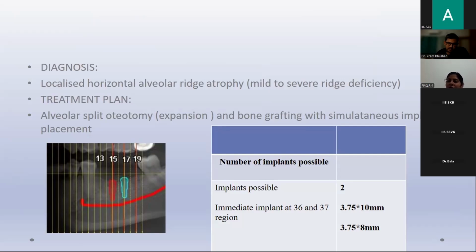So the treatment options were either GBR or block bone autograft. Since GBR and block bone autograft take more treatment time and a second stage surgery, we opted for alveolar split osteotomy expansion with bone grafting and implant placement.